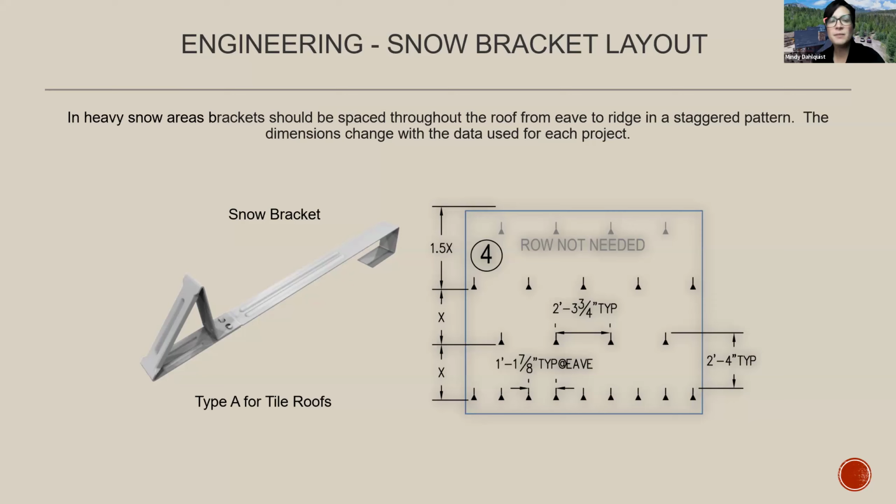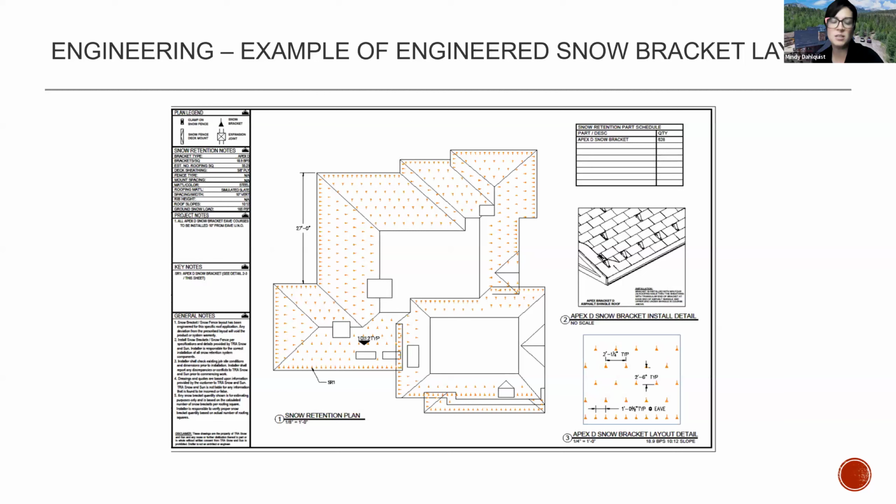The bracket placement will change for every single project depending on all of those things that we talked about, like the slope of the roof, the sheathing type, and ground snow load, which is going to be very important for all of our calculations, and everything from there. So this is an example of what that snow bracket layout can look like.